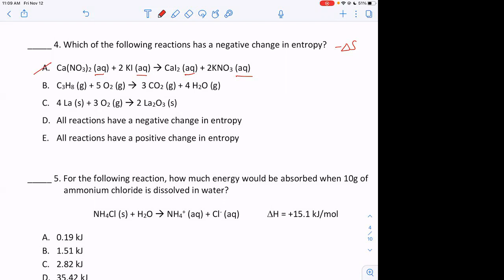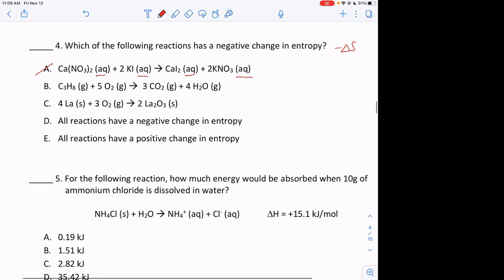Okay, B, you have 6 moles of gas, because there's an understood 1 right here, plus 5 more makes 6 moles of gas on the reactant side. On the product side, you've got a 3 and a 4. That's 7 moles of gas. So you're making more moles of stuff. So that's more disordered. So B has a positive delta S.